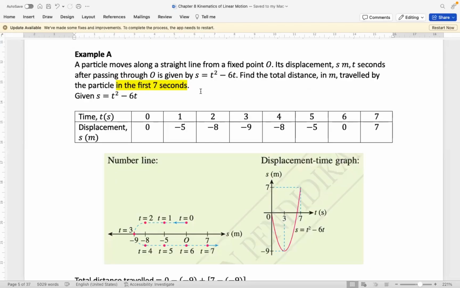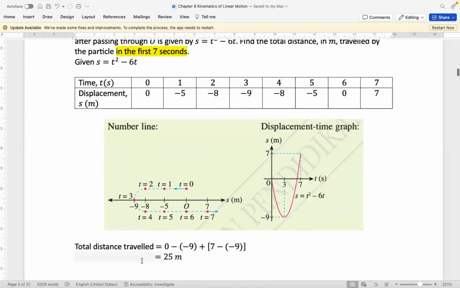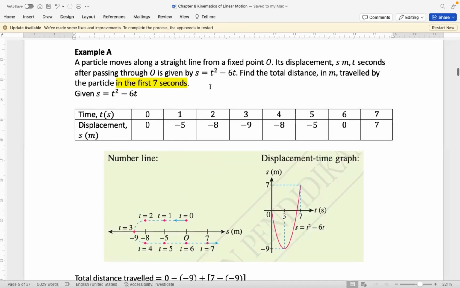Example A, we have an equation s equals t squared minus 6t. Find the total distance in meters traveled by the particle in the first 7 seconds. So first of all, if you would like to use the number line method to calculate the total distance traveled, then we have to check the information given: find the total distance traveled in the first 7 seconds. So you can draw a table like this and then fill in the time from 0 to 7. And then you'll find the answer for displacement one by one by doing substitution. So for example, when t equals 0, we substitute inside, we have s equals 0.